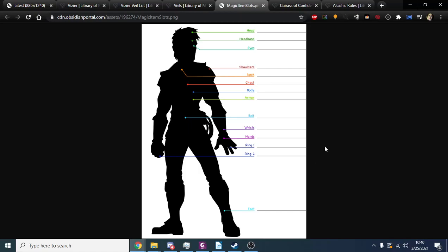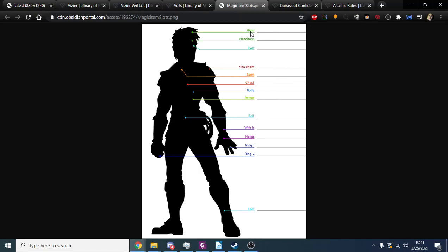Now, since Akasha was based off of a 3.5 system called the Magic of Incarnum, it shares a lot of similarities with that system. However, in Incarnum, your soul melds, which is what they called veils back then, actually took up your magic item slots. So you couldn't use, you know, a ring of protection as well as a ring slot veil. You couldn't use a belt of physical strength as well as a belt slot veil. However, in Akasha, that restriction is not here. So ignore that I said it.